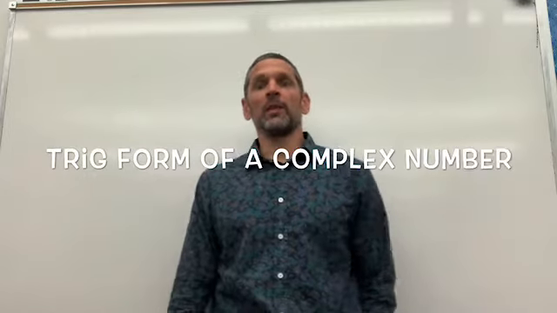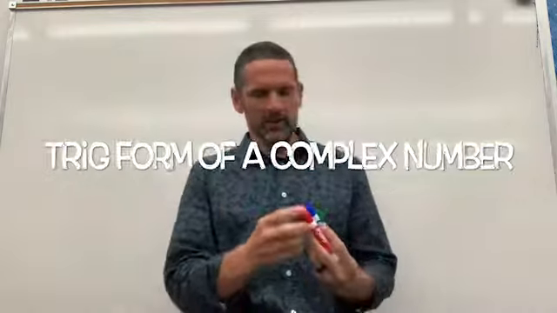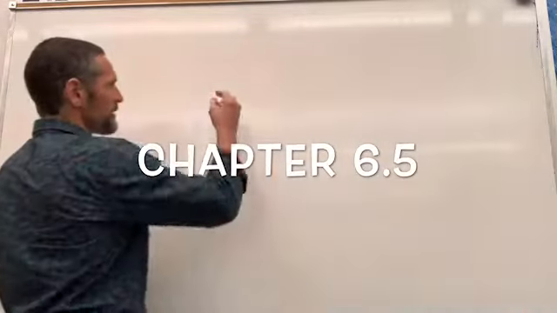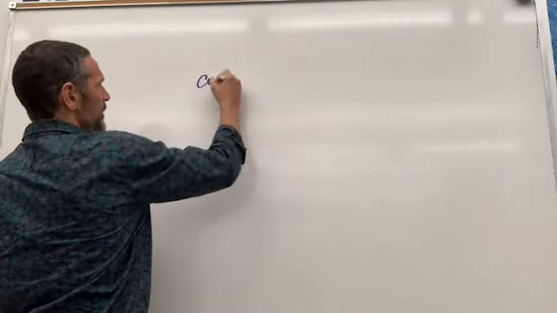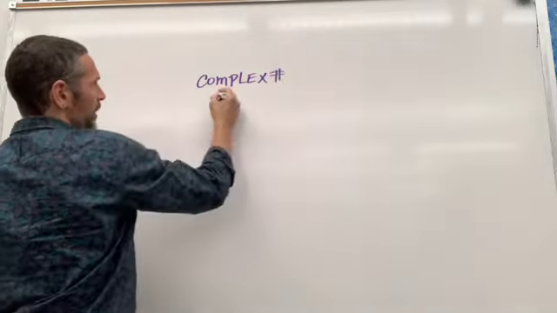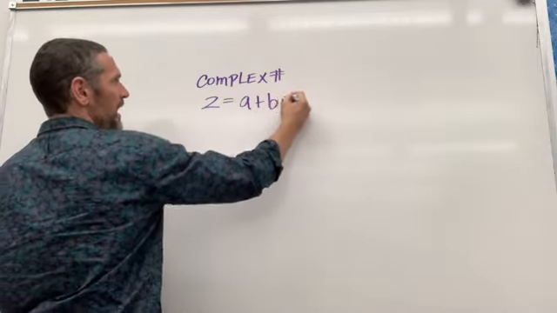First today, let's do a little review of complex numbers. Complex numbers are basically all numbers. So if we are talking about complex numbers, they are numbers of the form z is equal to a plus bi.